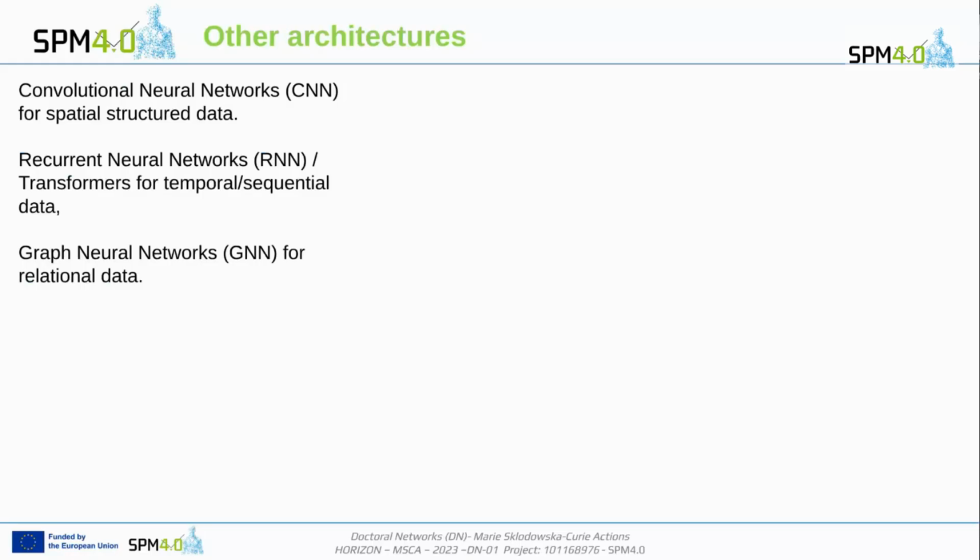Then, of course, there are many different more modern architectures like convolutional neural networks, which are good for image recognition and spatially structured data, 3D tomography, and so on. Then you have recurrent neural networks or gated recurrent units or transformers, which are the new hot topic, the LLMs and so on. These are good for temporal and sequential data types, like text and speech, video and so on. And then you, of course, have graph neural networks for relational data. I'm not too familiar with these networks.